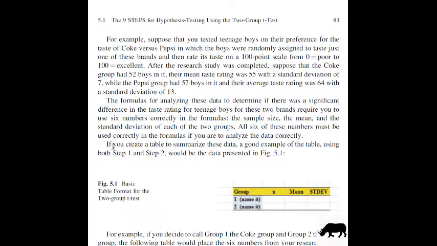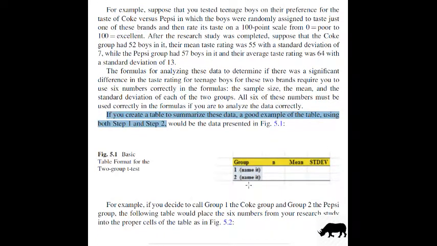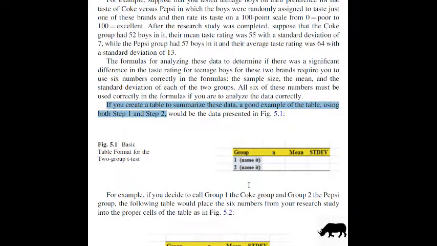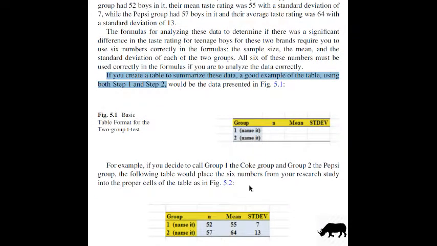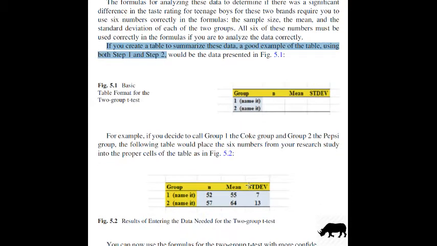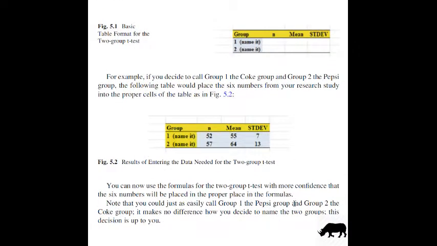If you create a table to summarize these data, a good example of the table using both Step 1 and Step 2 would be the data presented. For example, if you decide to call Group 1 the Coke group and Group 2 the Pepsi group, the following table would place the 6 numbers from your research study into the proper cells of the table as you can now use the formulas for the 2-group t-test with more confidence that the 6 numbers will be placed in the proper place in the formulas.